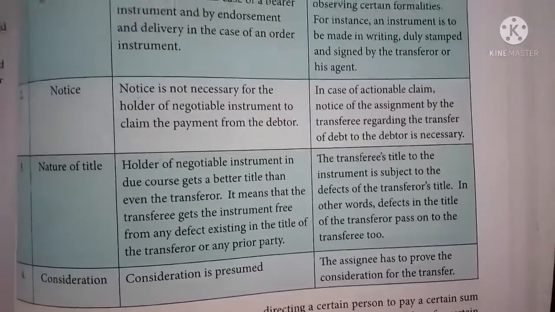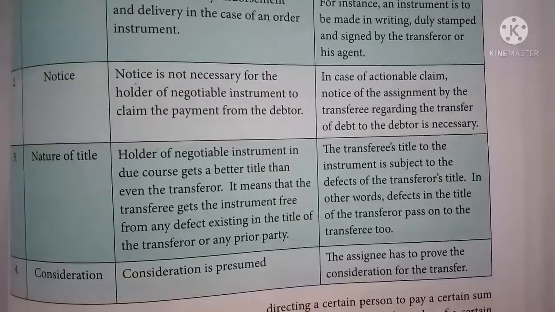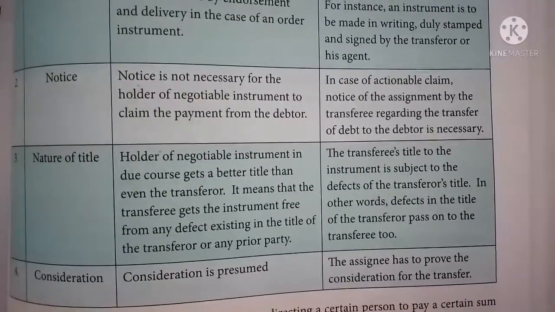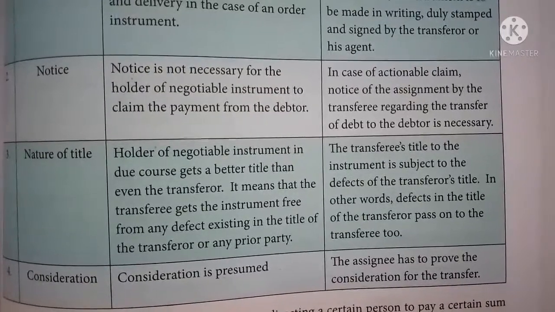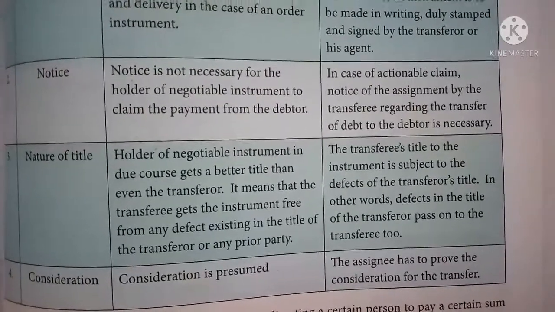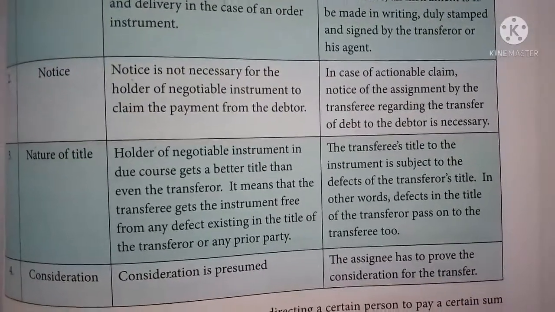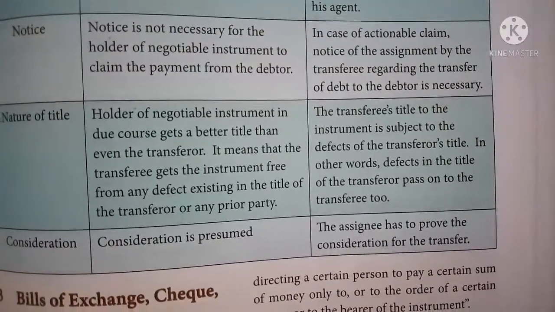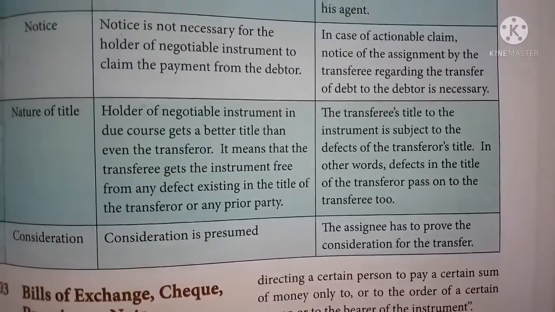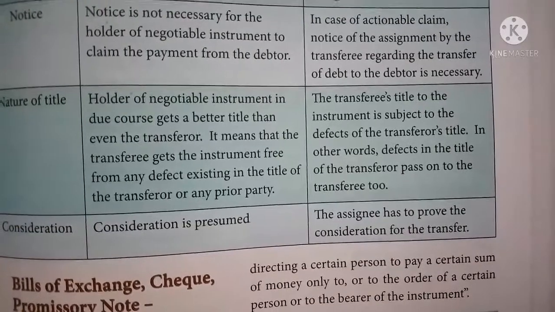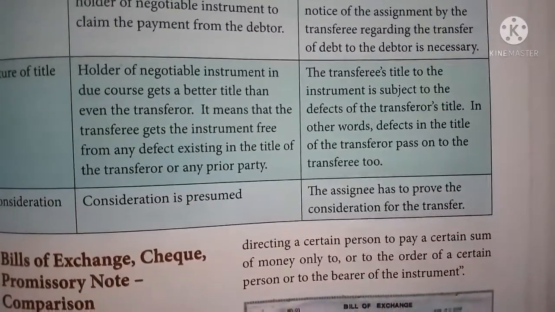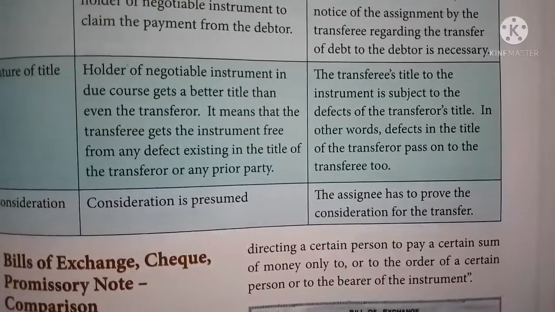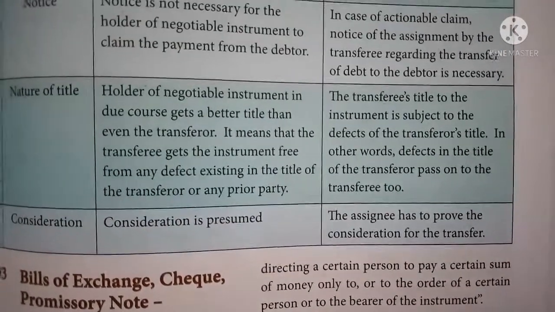Nature of title: the holder in due course of a negotiable instrument gets a better title than even the transferor. That means the transferee gets the instrument free from any defect existing in the title of the transferor or any prior party. But in assignability, the transferee's title is subject to the defects of the transferor's title. In other words, defects in the title of the transferor pass on to the transferee too.